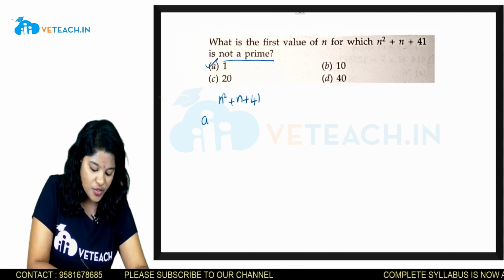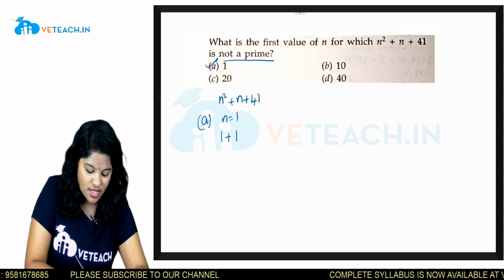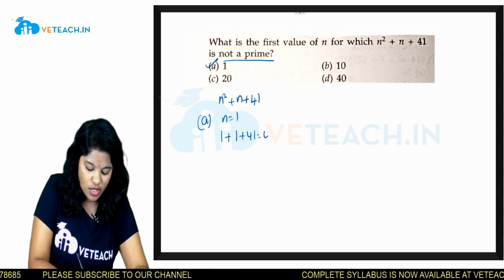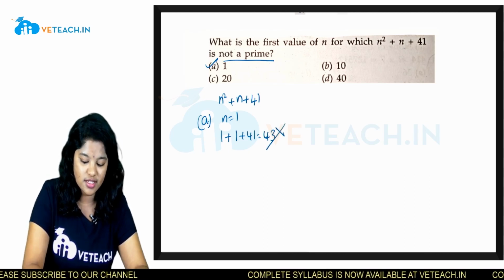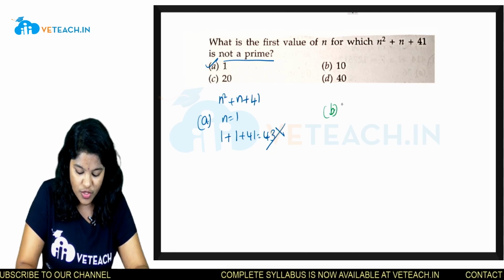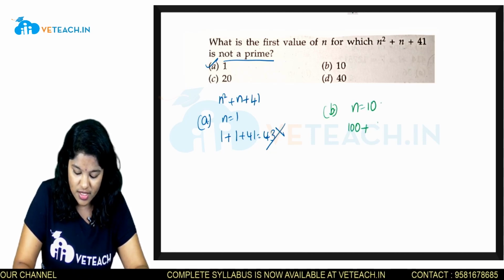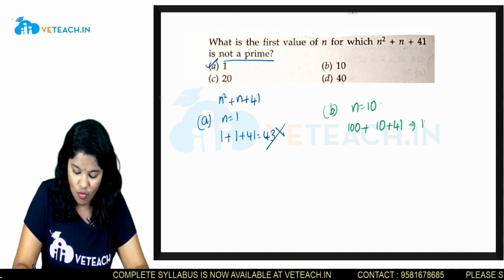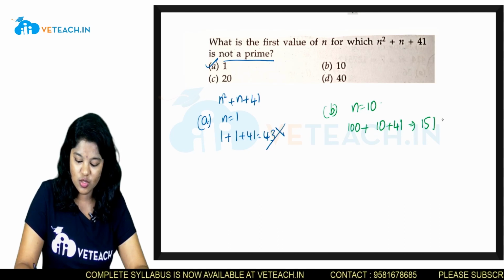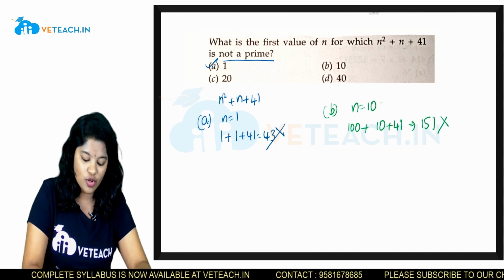So check for option A, put n equal to 1. We will get 1 square plus 1 plus 41 equals 43. It is a prime number, so we should not consider this. Next, check for option B. Put n equal to 10. 10 square is 100, plus 10 plus 41, that is equal to 151. So this is also a prime number. So we can cancel out that option also.